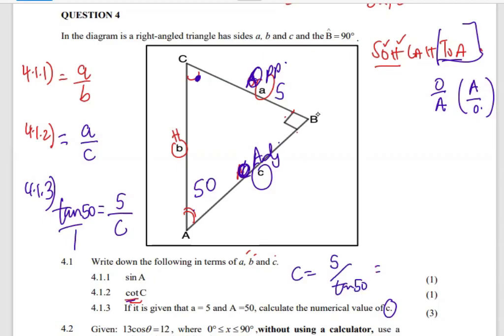So when I punch that into my calculator, okay, so that is 5 over the tan of 50, that becomes 4,195, which is 4,20 units. Okay, they never told us anything. So 4,2 units or 4,20 units becomes the answer.